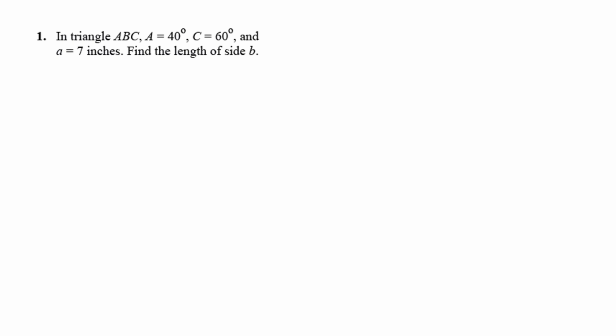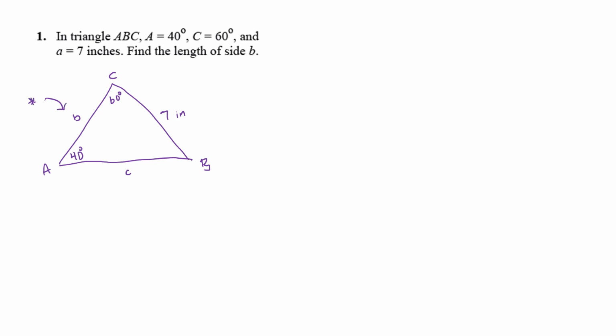Let's first draw a triangle to help us visualize this problem. Oops, let me redraw that one. Much better. All right, so we have vertex A, vertex B, vertex C, and then we know angle measure A is 40 degrees, C is 60 degrees, and the side a is 7 inches. So we don't know side c and we don't know side b, and side b is what we're looking for.